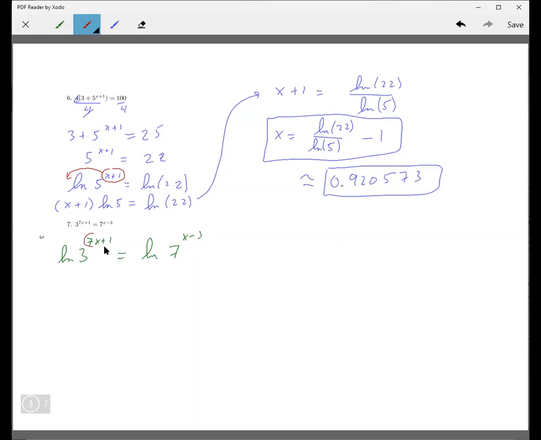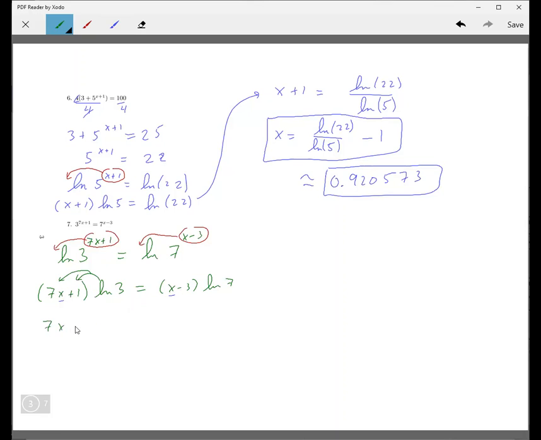Okay, and then these are both going to go out in front of the equation. But when you do that, put parentheses around it, because otherwise you can get into trouble. Okay, now the problem here is you have an x there, and you also have an x there. So you can't just divide by log 3. You can, but it doesn't work out as well as distributing. So what you want to do is you want to distribute.